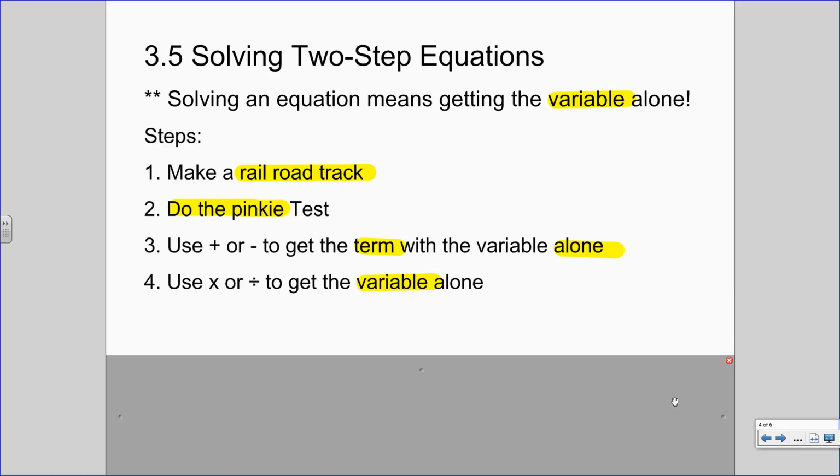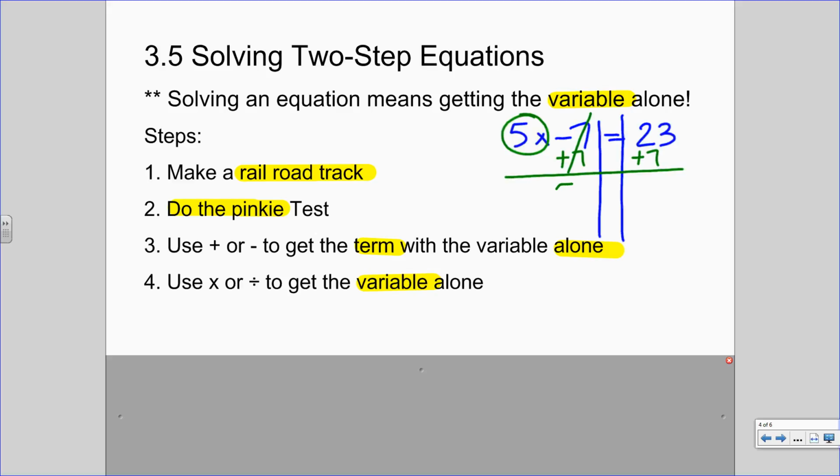So to look at a problem like that, if I were to have 5x minus 7 equals 23, and I wanted to solve this, you would first of all make your railroad tracks or your teeter-totter, and then you would find the variable, which in this case, the term with the variable is 5x. And you'd say, what is happening to 5x? And it's being subtracted by 7, so I'm going to add 7 to both sides. This is now gone, and I write down 5x equals 30.